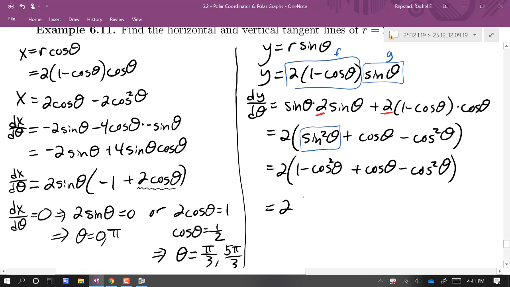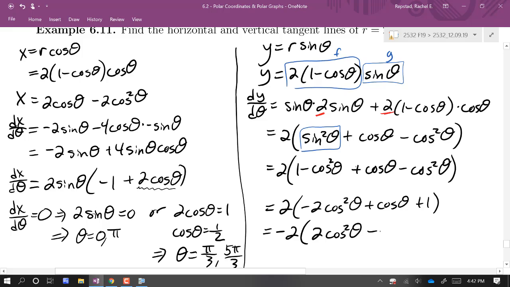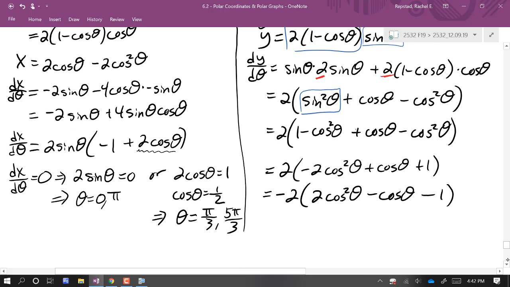So what we have now is a minus 2 cosine squared theta plus cosine theta plus 1. I'm going to take out the negative. So I'm going to factor out minus 2, and then 2 cosine squared theta minus cosine minus 1. This is actually progress, I think, because now that's a quadratic in cosine. And I think we can use it to at least figure out what cosine is.